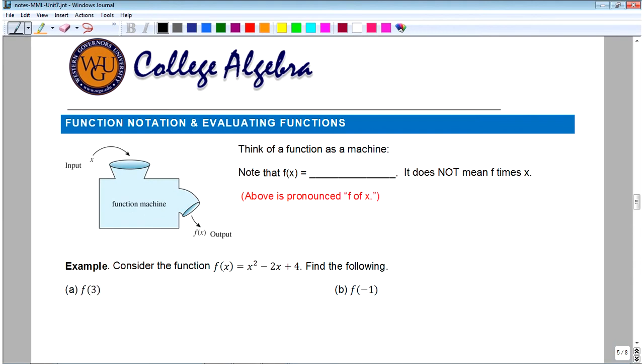Hi, this is Calandra. In this video, we'll go over function notation and how to evaluate functions. An analogy commonly used for functions is a machine.